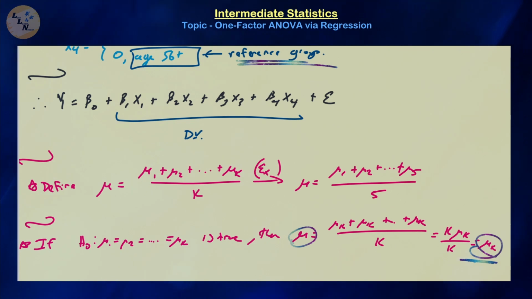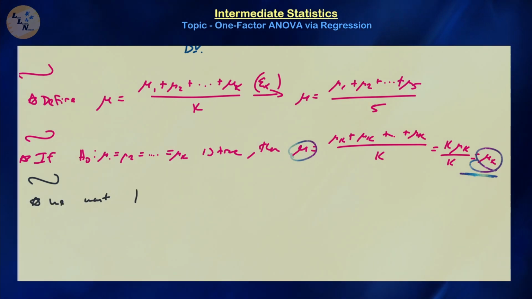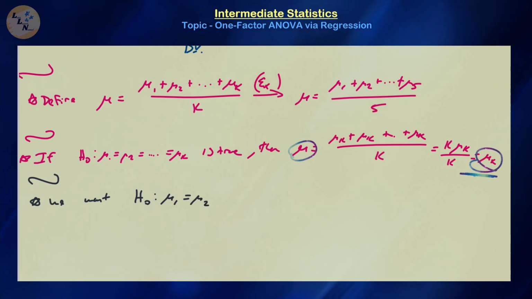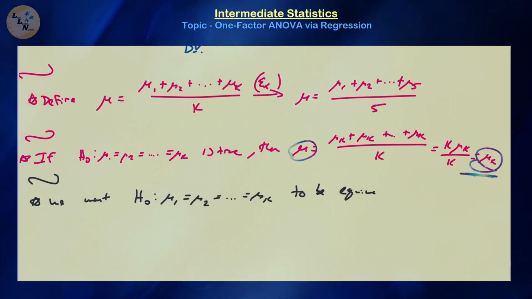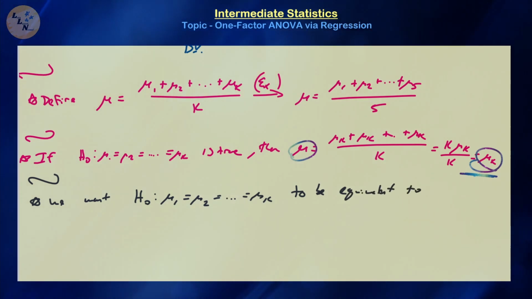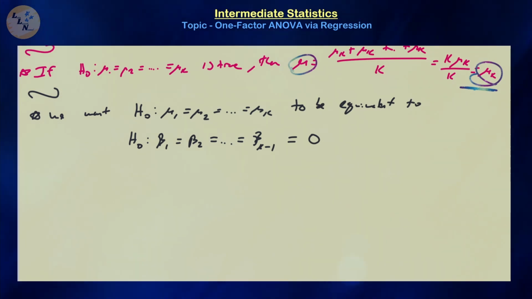Okay, so let's see if we can figure out what an equivalent null hypothesis is. We want the null hypothesis that mu1 is equal to mu2 is equal to all the way down to mu k to be equivalent to a null hypothesis in the multiple linear regression realm that we're actually familiar with solving. In particular, beta 1 is equal to beta 2 is equal to all the way down to beta k minus 1, all equal to 0. Now let's see if we can figure out what these beta 1, beta 2, down to beta k minus 1 are actually equal to.